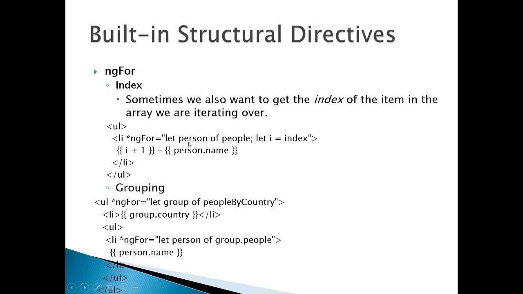In this case, you can see this person is an object, and we are displaying a specific property of that object. So actually people is an array of objects, and we are picking one object at a time, and we are displaying its property here.